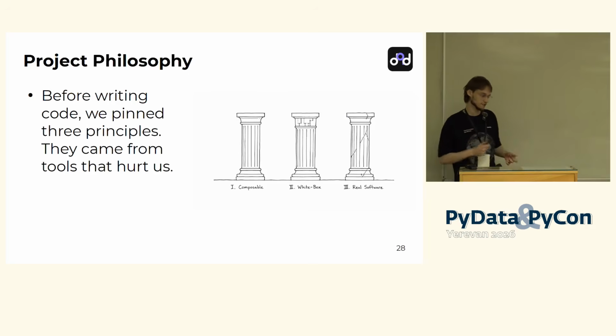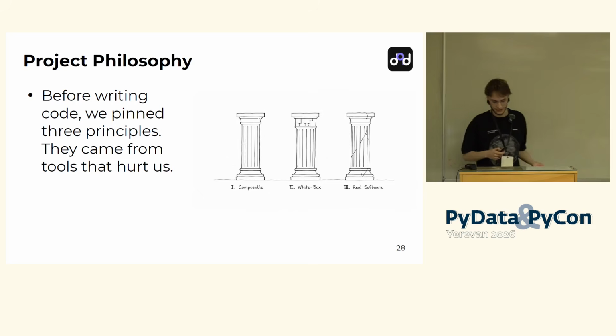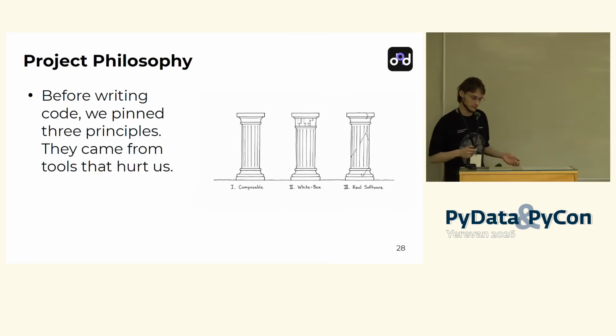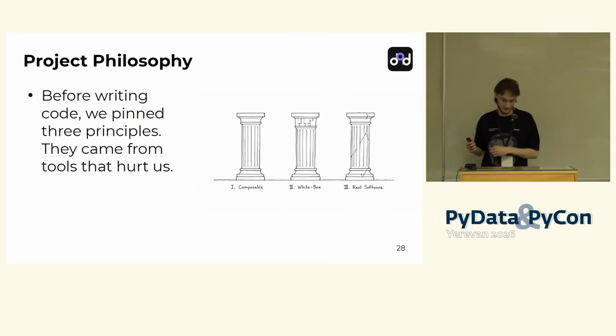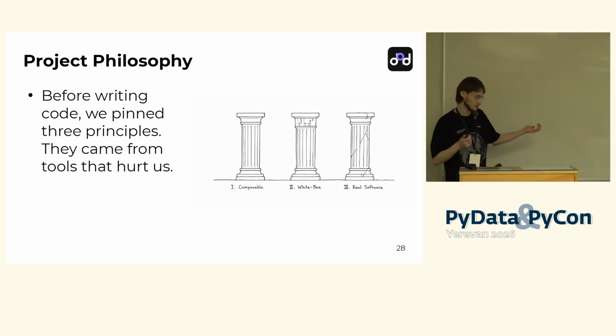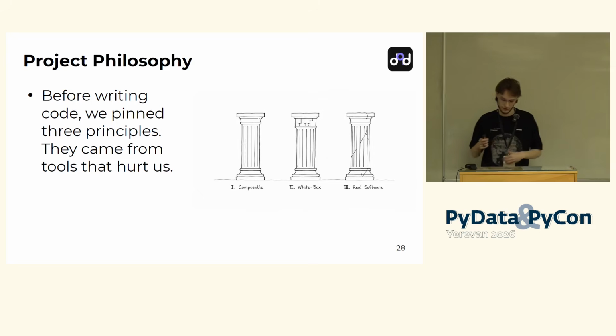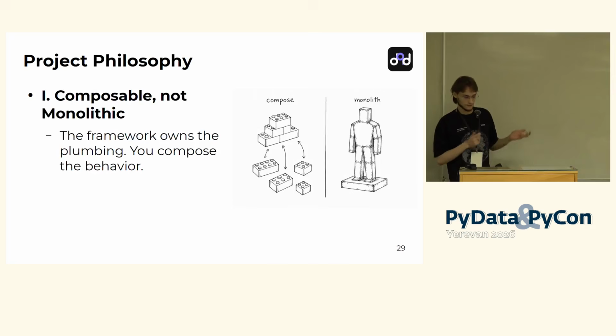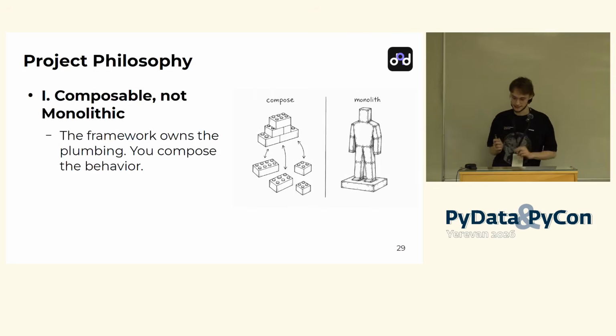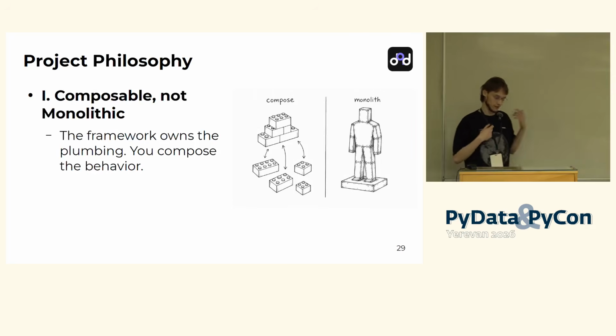And actually, to make this work, we pinned some principles before even writing the code. These principles should apply across the whole framework. And these principles didn't come from nothing. They came from real pain points from tools we used, for instance, Megatron and Torch Titan. So the first principle we pinned is that d9d should be composable but not monolithic. The framework should still own the plumbing, but the developer should compose it the way he actually wants.